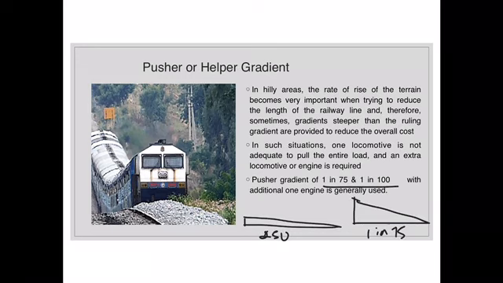So that means steeper gradients are there, and to climb these gradients one locomotive may not be sufficient. So we use an additional locomotive, and we will use another pusher at the back so that it will push the train forward. When such a type of gradient is provided, we call it the pusher or helper gradient. The values usually vary between 1 in 75 to 1 in 100, with one additional engine generally used.